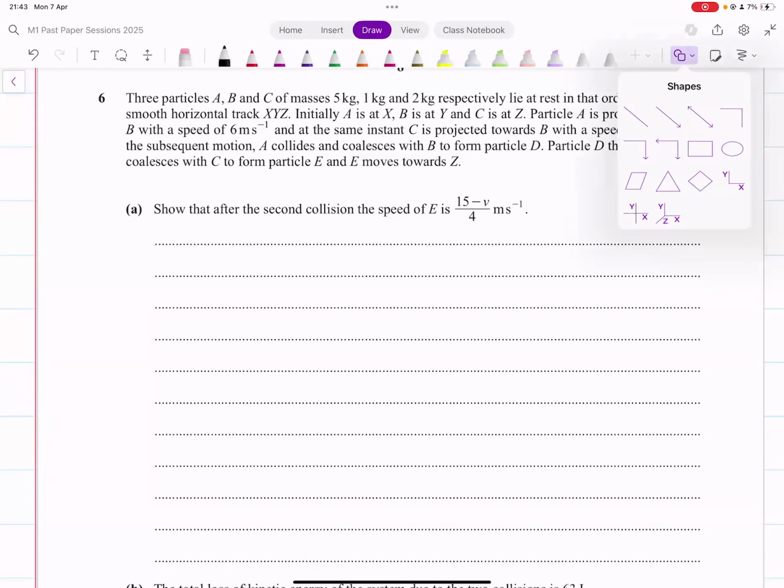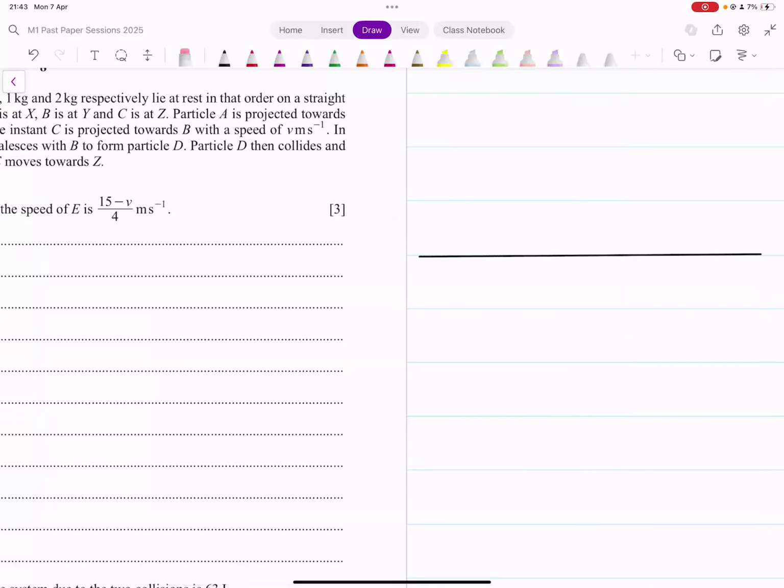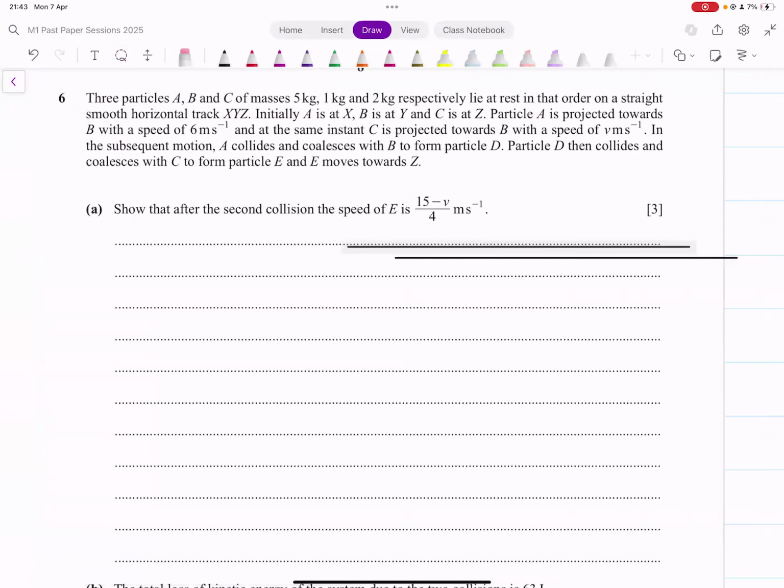Okay, so we have a horizontal track. Let's represent it in the form of a diagram that will make it easier to understand. So we have this horizontal track like this, okay? And on this track, we have 3 points. One is X, another is Y, and then there's another Z. Let's mark these points like this, X, Y, and Z. And what's happening is A is at X initially, B is at Y, and C is at Z. So X, Y, and Z are points. A, B, and C are particles. So A is a particle, B is a particle, and C is a particle.